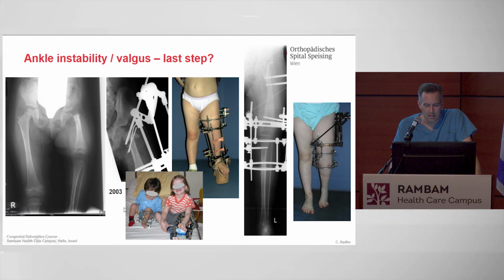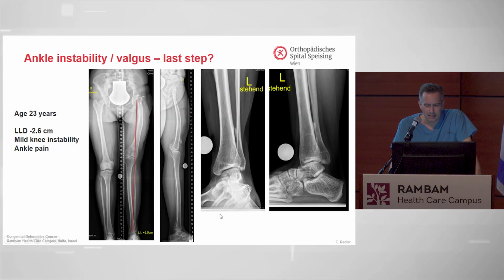So this was 2 children that came to us from, I think, Armenia, and this was in 2003. And they had a lot of reconstruction throughout the years, done very early by different people from our department. And so at the age of 23 years, I saw her again, and she had a leg length discrepancy of 2.6 centimeters and quite some problems with a procurvatum deformity, some valgus, some shortening still, and an ankle problem with an instability and also some pain.